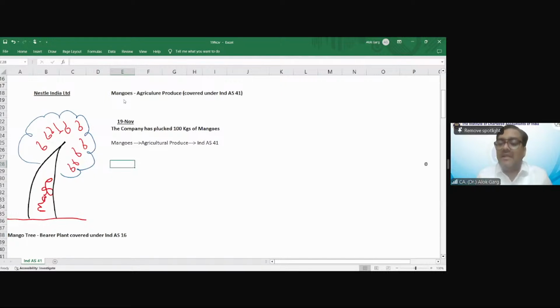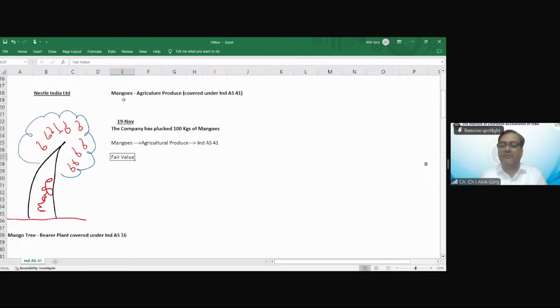Now the question is how these mangoes are recognized and accounted for, right? So friends, at the point of harvest, these mangoes are recognized and accounted for under Ind AS 41. And what does Ind AS 41 say, right? It says that the mangoes, while there is no cost of these mangoes, or very negligible cost, are measured at fair value less cost to sell. The companies are also purchasing mangoes as the raw material. Even Nestle is also purchasing, right?